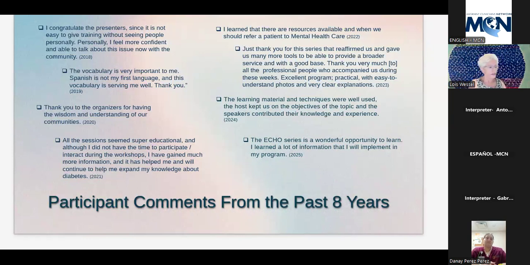So these are just a couple of little quotes that we've had from our post-session evaluation. I'll read a few of them. I've learned there are resources available on when we should refer a patient to a mental health care provider. Again, really important to understand the connection between mental health and chronic disease, and to understand that from the perspective of potential mental health stigma in the community.